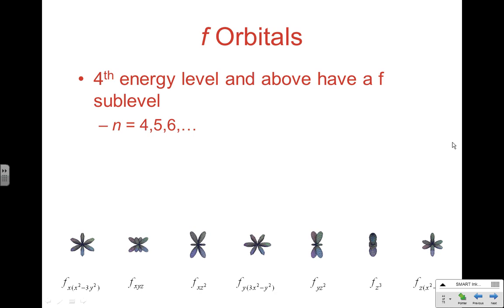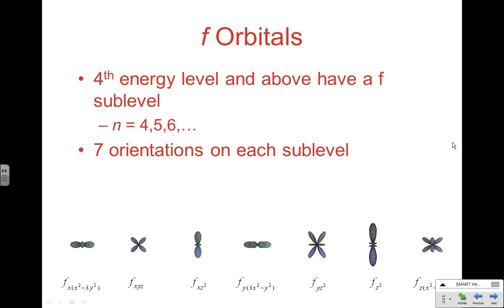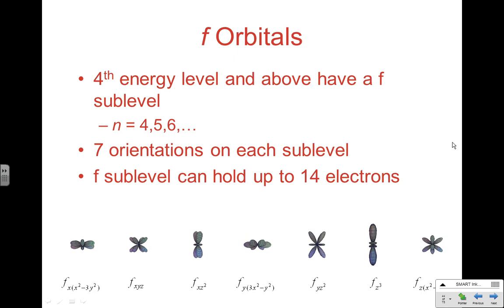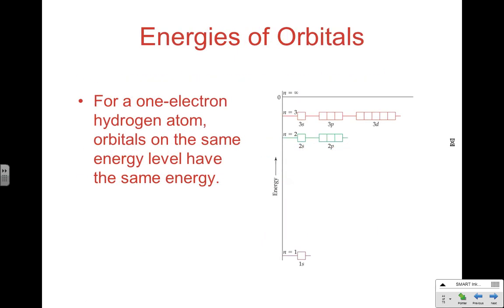Fourth floor and above, we also have an f sublevel. So 4, 5, and 6 and beyond, we have f sublevels. And now we're starting to get pretty funky looking orbital regions down here. So it's a little harder to see that these are unique regions of space. But there are a total of 7 orientations of an f. So there's 7 f apartments that can hold electrons. And at 2 electrons apiece, that'd take a total of 14 electrons to fill the whole f sublevel on the 4th or the 5th energy level.